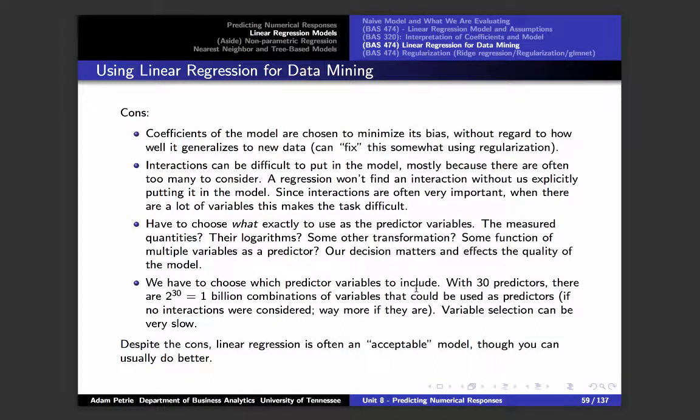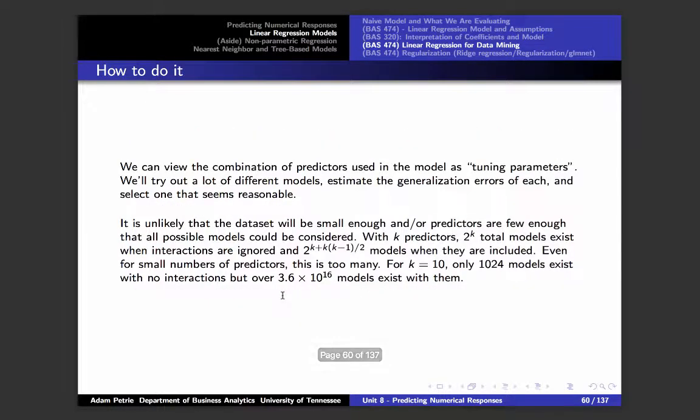A lot of cons associated with this. Mainly, interactions are very difficult to fit into the model. The coefficients of the model are chosen just to minimize the bias. We can fix this with regularization. But the most difficult things are, okay, what are the interactions we need to be putting in, and exactly what should we be using as the predictor variables? The recorded values, transformations, combinations, etc. Going through and trying out a whole bunch of different regression models that have or don't have various predictors usually just takes way too much time. And so there are better options out there.